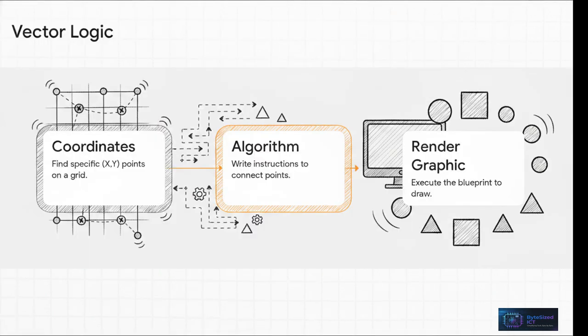So how does this actually work? The logic breaks down into a really simple three-step dance. Step 1. You pinpoint your specific x and y coordinates on a grid. Step 2. You write an algorithm, basically a recipe, telling the computer exactly how to connect those dots. And step 3. You just step back. You let the machine blindly but flawlessly execute that blueprint to render your scalable graphic.